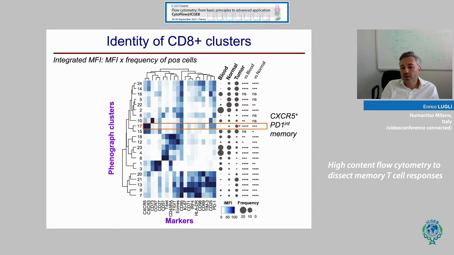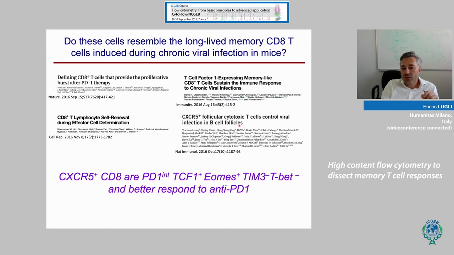So why did we become interested in this population? Because at the same time when we ran our study, our samples, a few papers came out in different journals showing that CXCR5 positive CD8 T cells that also express PD-1 were considered a stem-like population of the exhausted T cell compartment. So these cells had indeed PD-1 expression.